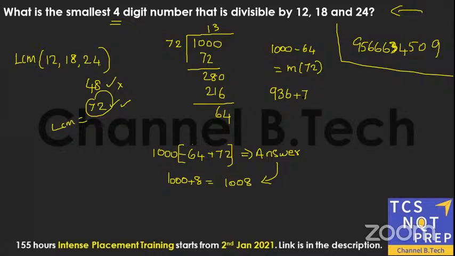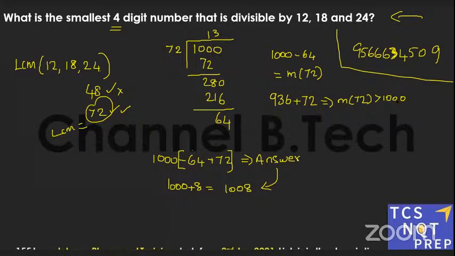To this, if you add one more 72, what will happen? You will get another multiple of 72, which will definitely be greater than 1000. Am I correct? So that is why we do this. 1000 is divided by that LCM so that you will get a remainder. That remainder can be subtracted to get a multiple of 72. To that, add one more 72, and you will get a value which is greater than 1000. Okay. This is one way of doing it.